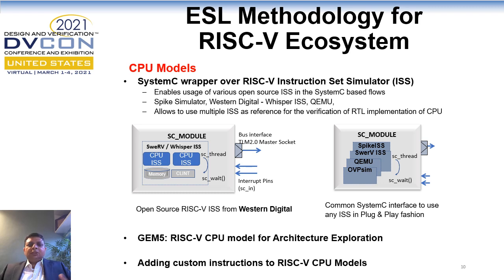The RISC-V ecosystem is still evolving. For the effective deployment of ESL flows, there is a need to have a very robust, reusable SystemC modeling infrastructure. One of the important components for the ESL flows is the CPU models.